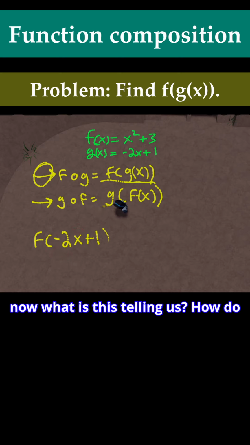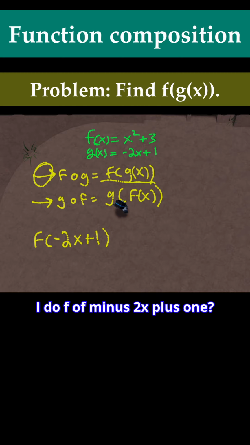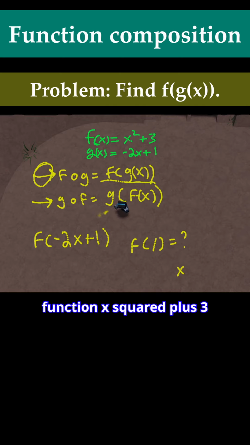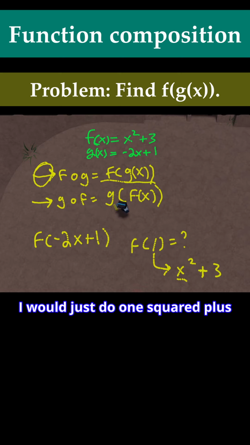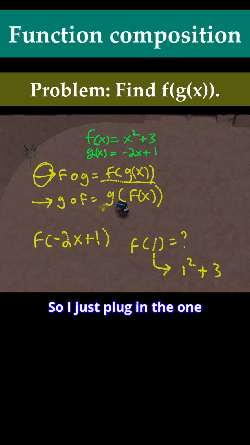And now what is this telling us? How do I do f of negative 2x plus 1? Well, imagine this. What if I gave you f of 1? How would you solve for that? Whenever you see the function x squared plus 3, that's f of x, and you see f of 1, we know that just means that everywhere you see the letter x, plug in a 1. So to do f of 1, I would just do 1 squared plus 3. So I just plug in the 1.